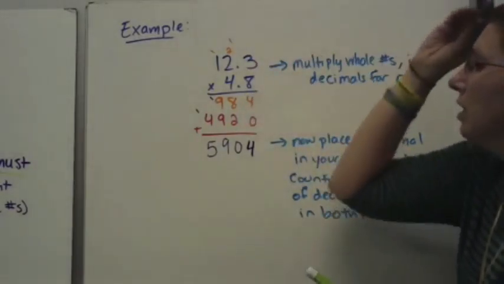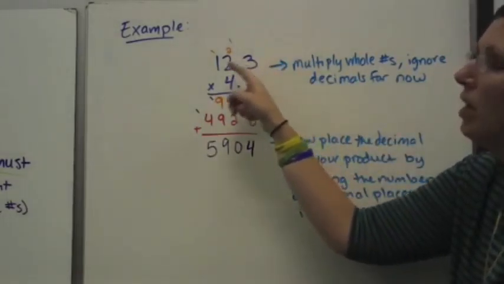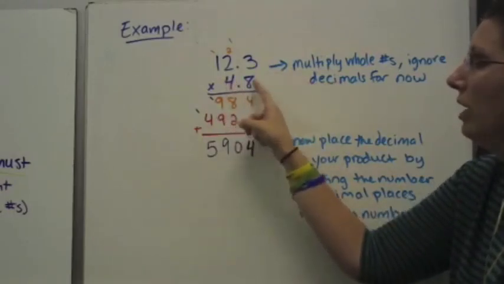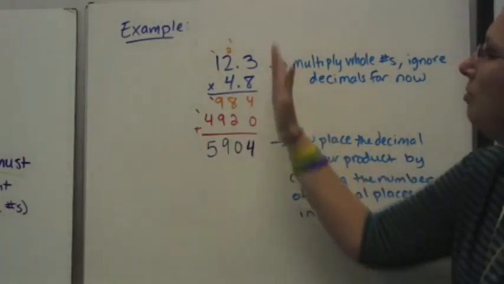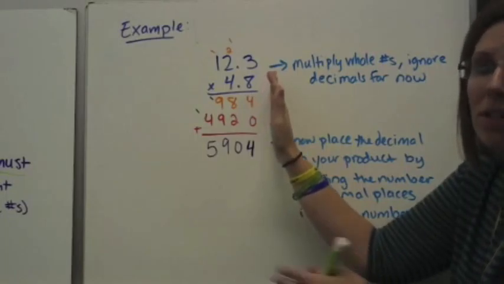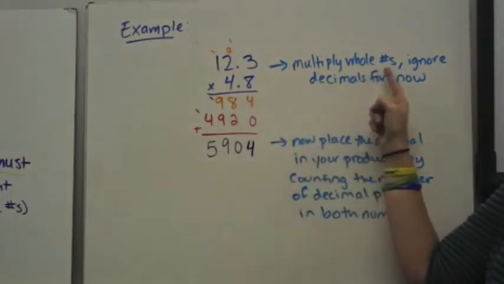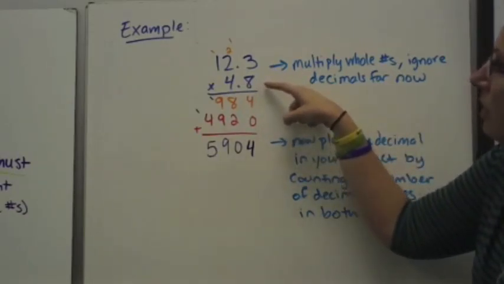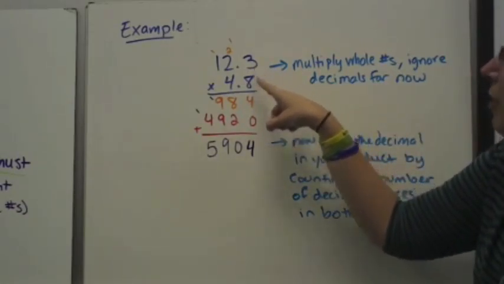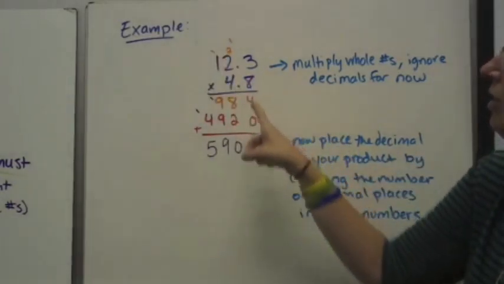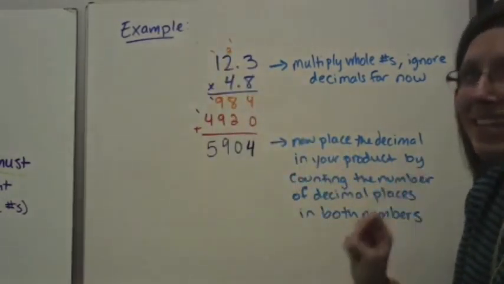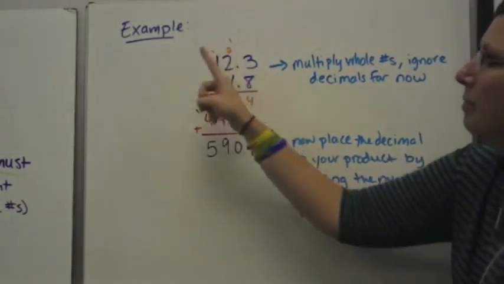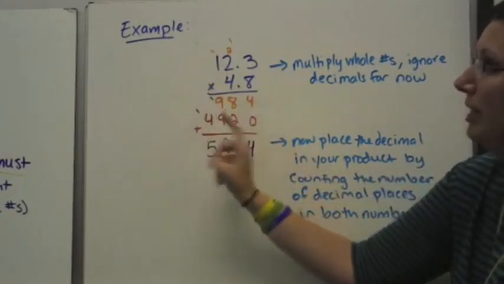So we have 12.3, that's read 12 3/10, multiplied by 4.8, which is 4 8/10. We're lining up our numbers to the right. We're going to multiply our whole numbers and ignore the decimals for now. So the first situation, I multiplied 8 by 3 and got 24, carried the 2. 8 times 2, I got 16, but I had to add this 2 to get 18, carry the 1. 8 times 1 is 8, plus 1 is 9.